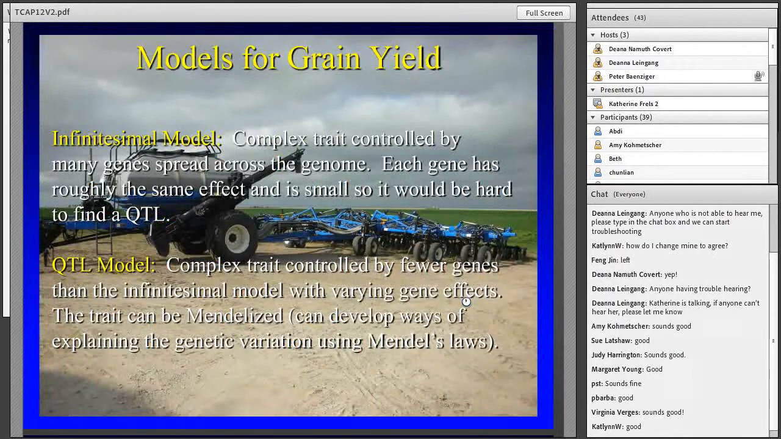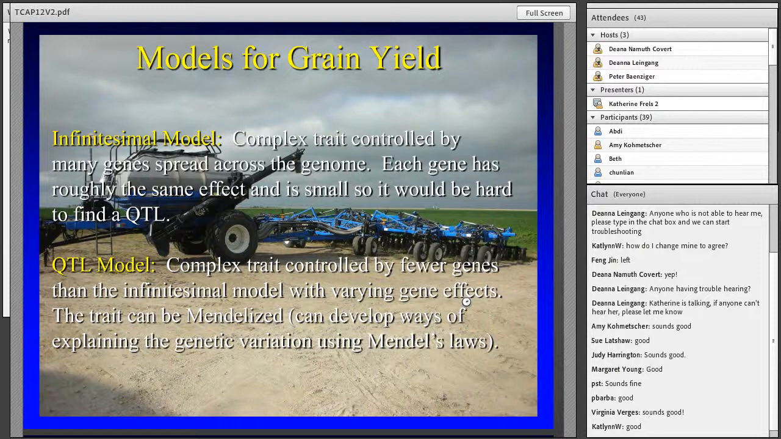Now, when you think about grain yield or any truly complex trait, there's really two genetic models that you can have. One is what I call the infinitesimal model, and that's what quantitative geneticists use. It's a complex trait controlled by many genes spread across the genome. Each gene has roughly the same effect and is small so that it would be hard to find a QTL. What that really says is that you have multiple genes that are indistinguishable.